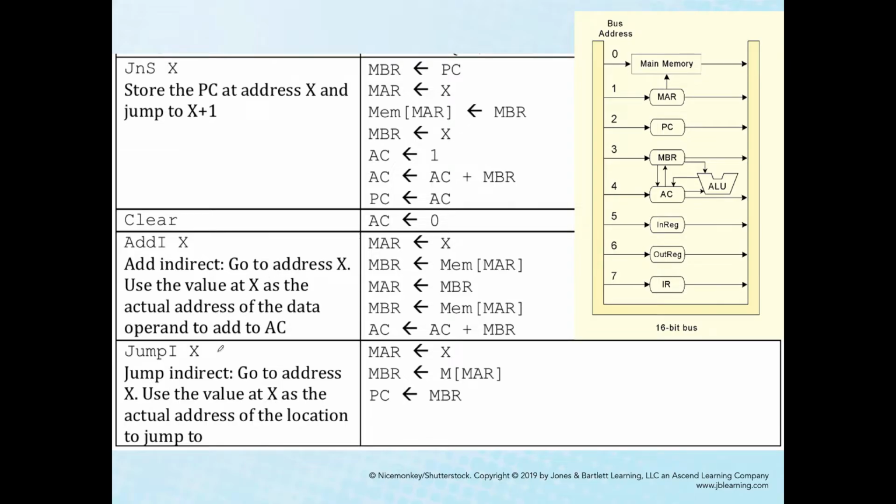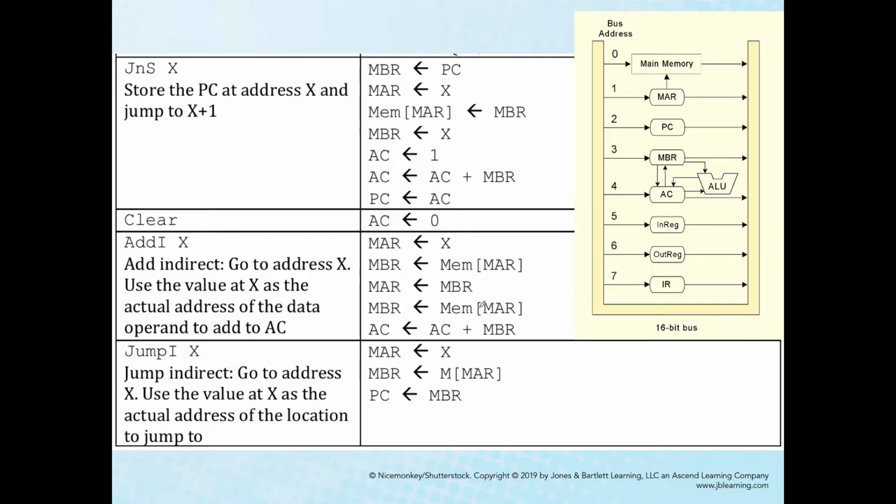And then Jump I. The previous one was Jump X. You jump to X directly, but Jump I X is that you go to address X and then use the value at X as the actual location. So if you go to X, you may find some data, for example 5,000, then jump to 5,000. That's Jump I.